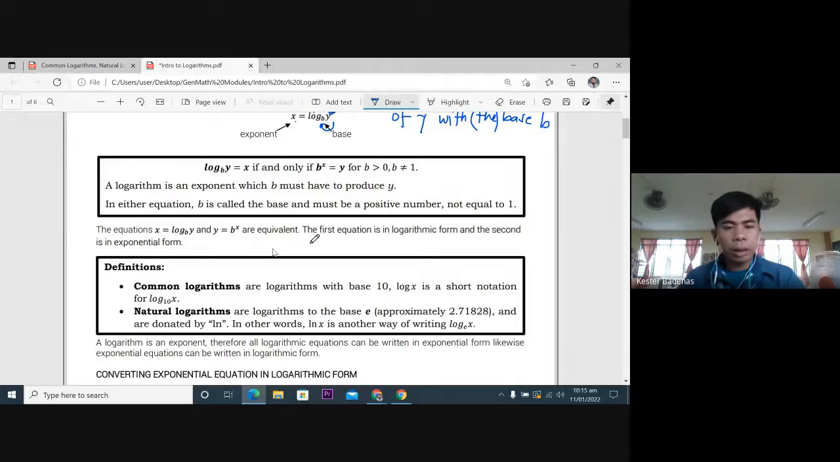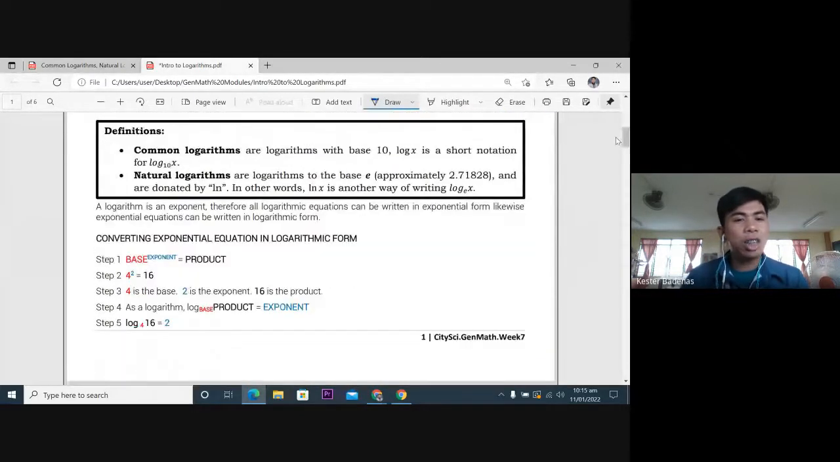Okay? So, next class, common logarithms. We have types of logarithm. So, we have common logarithms.